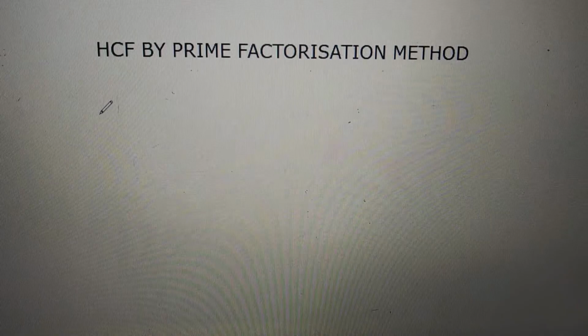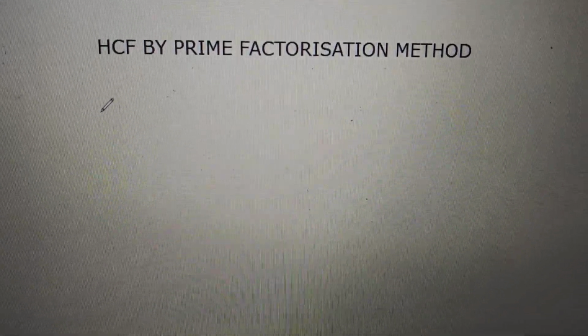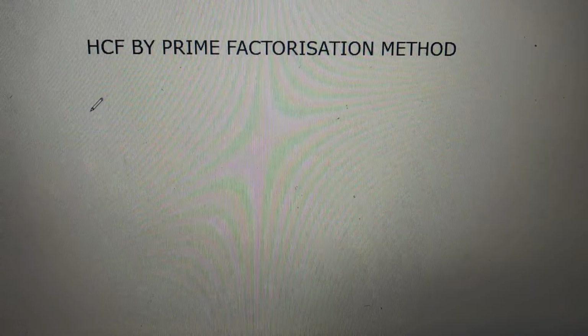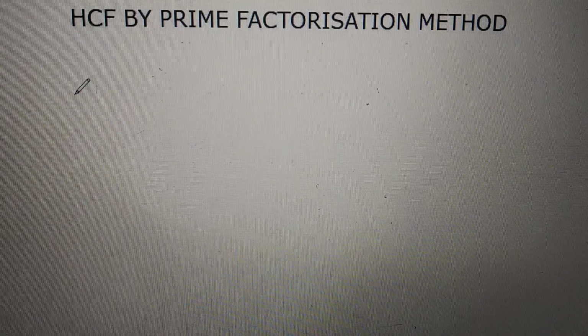Students, in this video we are going to study about HCF. HCF means highest common factor, or it is also called GCD, that is greatest common divisor. That means you will be given a few numbers and asked to find the greatest common factor between all these numbers. For example, here we are doing a question in which we are given three numbers.